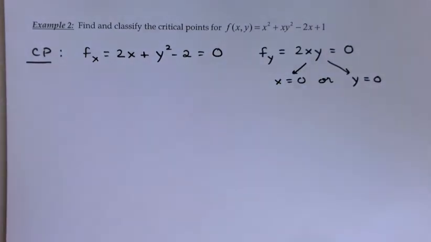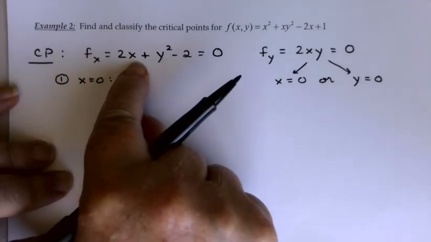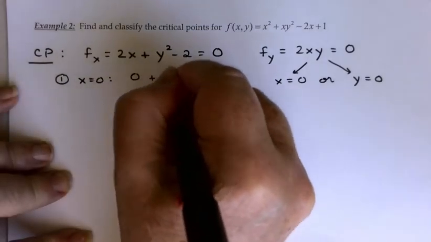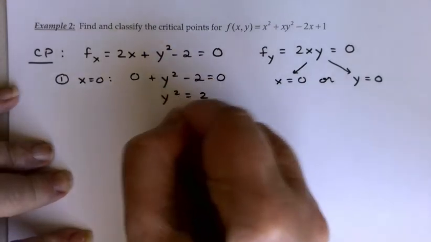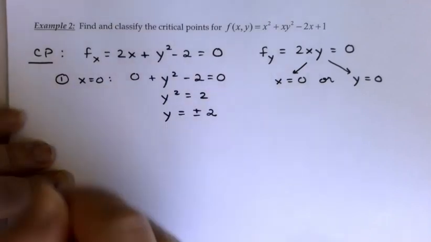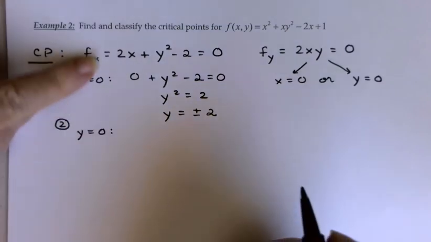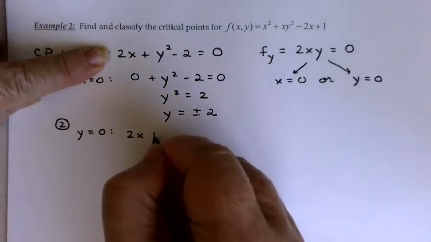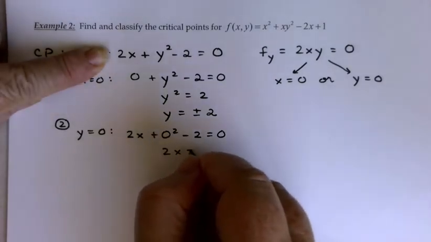So what I'm going to do is just plug each of these values back into the other equation one at a time and see what the opposite variable turns out to be for each one. So if x equals 0, this equation would become 0 plus y squared minus 2 equals 0. So y turns out to be plus or minus the square root of 2. And if y equals 0, then this equation becomes 2x plus 0 squared minus 2 equals 0, so x equals 1.